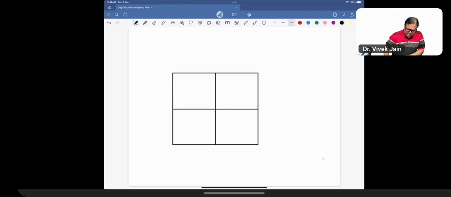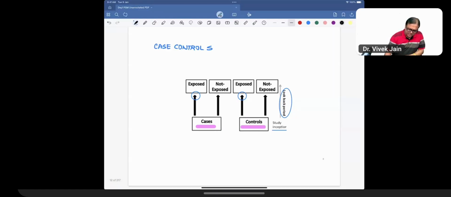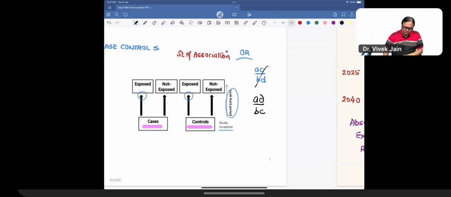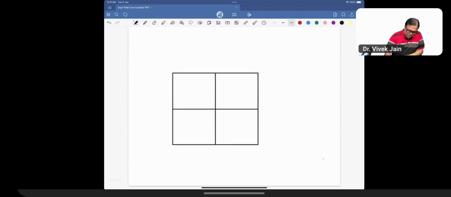How do we calculate strength of association in a case control study? Because we don't have incidence, we are going in a backward direction. Very right, odds ratio. So what is the formula of odds ratio? Can I say AC by BD? Is this correct? No. Very right, it is AD by BC. And where will we get this A, B, C and D from? This is from a 2x2 table for a case control study.